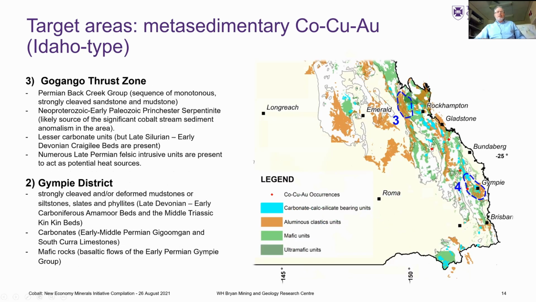If we move down to southeast Queensland, there are two zones there. There's the Gogango thrust zone, which has that combination of aluminous host rocks and carbonates, and you'll see the mafic and some ultramafic rocks as well over here. That's the Princhester serpentinite. And then finally, zone four down the bottom, around Gympie, we find that right mixture of rocks as well. And you'll also see that there is one copper cobalt gold occurrence down there. So it's a bit of a mix within Queensland. You have some of the Proterozoic areas, but then you have these Paleozoic areas down here to the east. And I guess we'd be looking at the Hunter-Bowen orogeny as potentially being involved in creating those metasedimentary rocks.